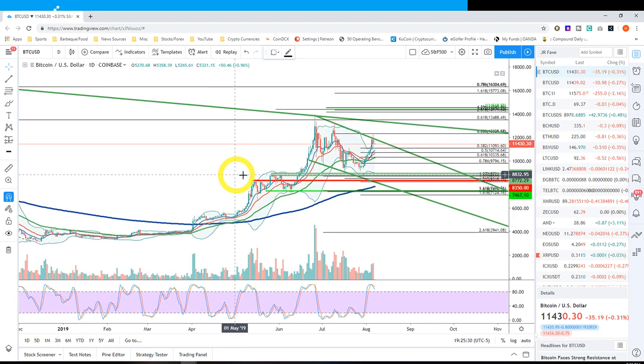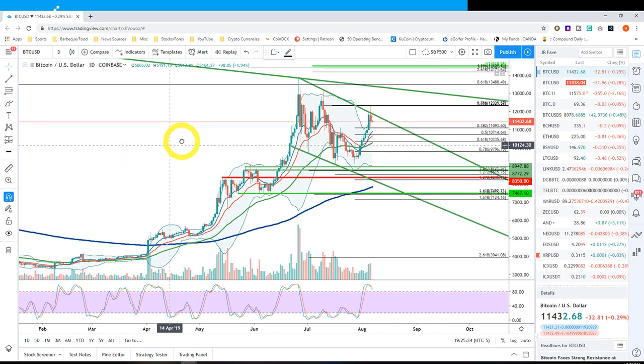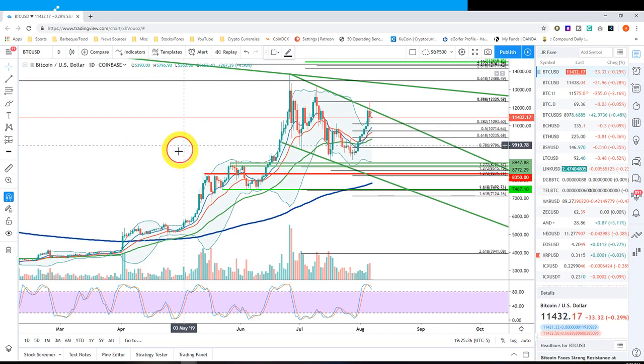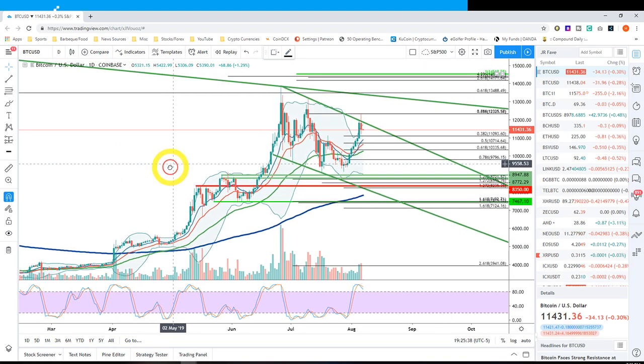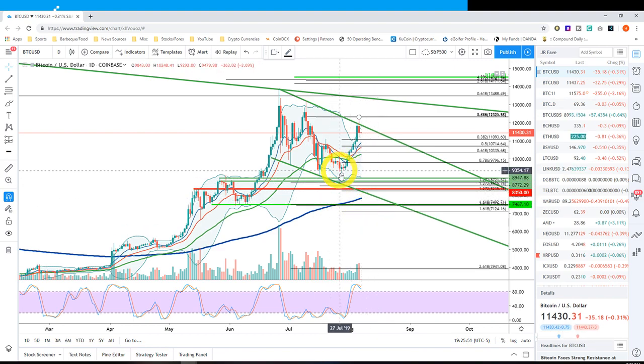I am still bullish. Short term, slightly bearish, but mid to long term, I'm bullish. And wouldn't it be funny? Maybe not funny. I'm sure it would scare the crap out of a lot of people.